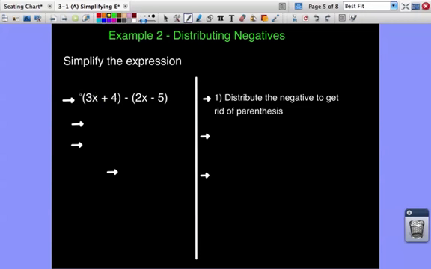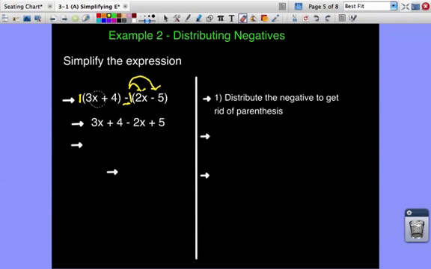If I distribute a 1 right here, 1 times 3x plus 4, that's just 3x plus 4. But now I have a negative sign here. So if I put this 1 here, that's like having a negative 1 in front instead of just a 1. Negative 1 times 2x is negative 2x. Negative 1 times negative 5, a negative times a negative, changes it to a positive 5. So now I have 3x plus 4 minus 2x plus 5.